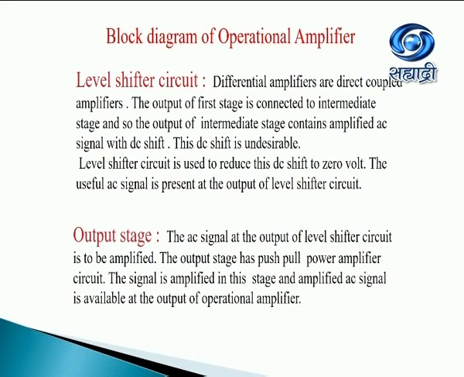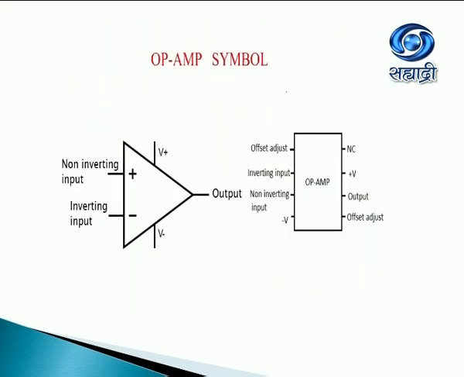The output stage has a push-pull power amplifier circuit. The signal is amplified in this stage and the amplified AC signal is available at the output of the operational amplifier. Op-amp symbol. In circuits, normally we use the op-amp symbol. On the left side, the symbol is shown. Non-inverting input, inverting input, output, and supply terminals are the terminals normally used in a circuit.